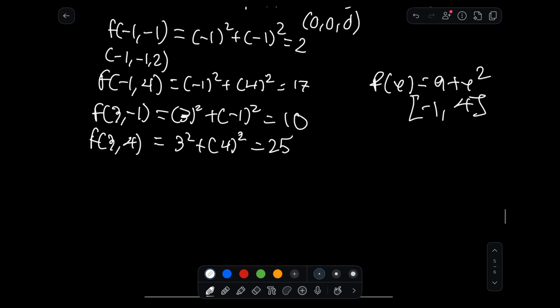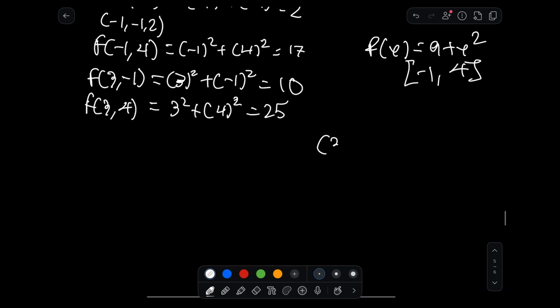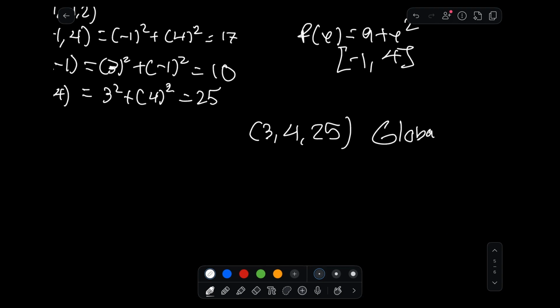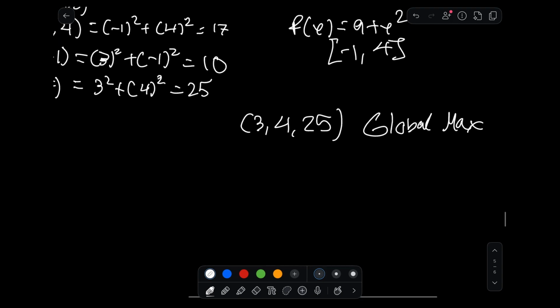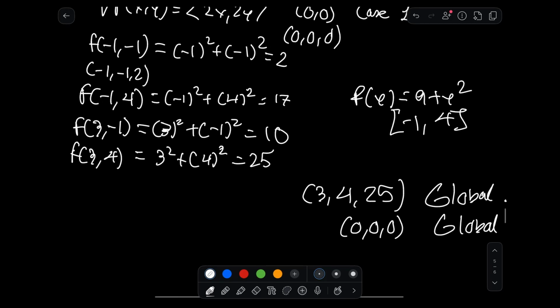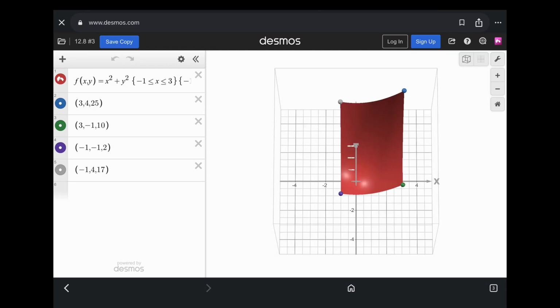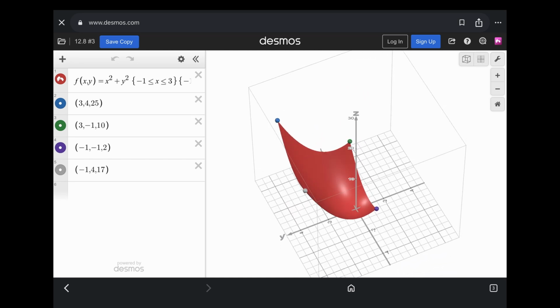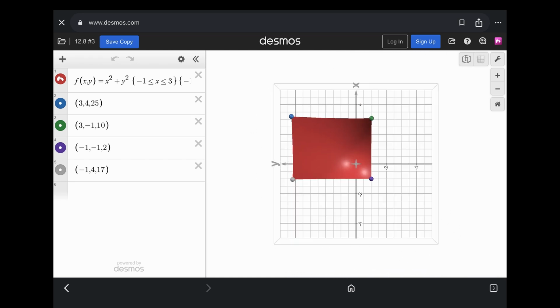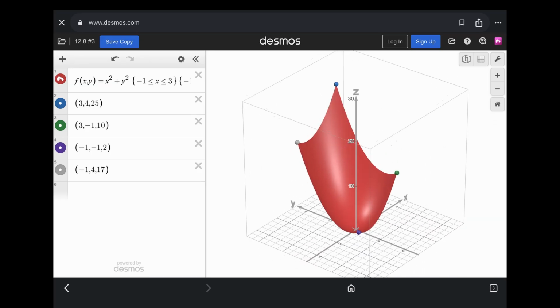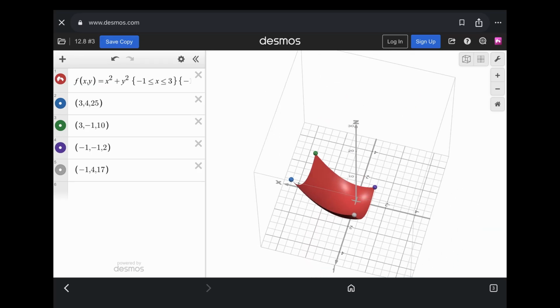And then from all these cases, we see that (3, 4, 25) is our global max. And then we have (0, 0, 0) as our global min. And then the rest, I believe, should be local maxes. And we can check in Desmos. Yeah, so now we're looking at this paraboloid in 3D Desmos. And one of the cool things is we can see how we have all these local maxes right here.